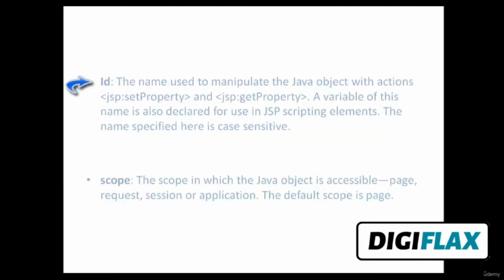ID attribute. The name used to manipulate the Java object with actions jsp:setProperty and jsp:getProperty. A variable of this name is also declared for use in JSP scripting elements. The name specified here is case sensitive. Scope attribute. The scope in which the Java object is accessible. It can be page, request, session or application. The default scope is page.